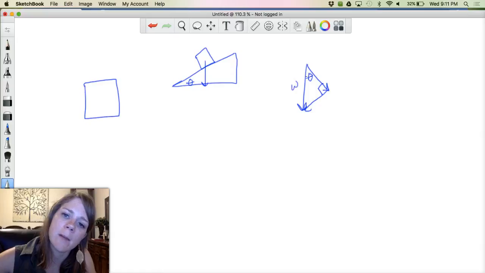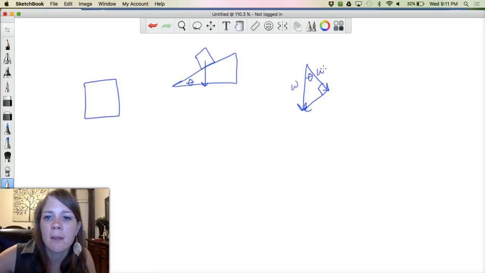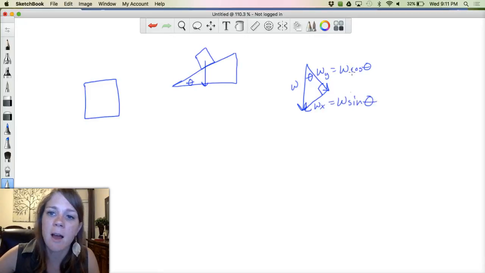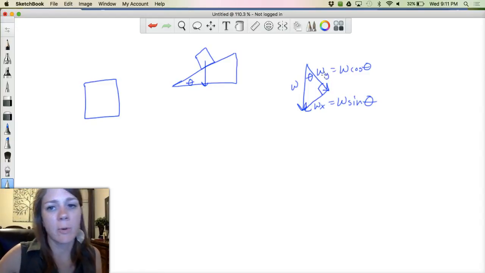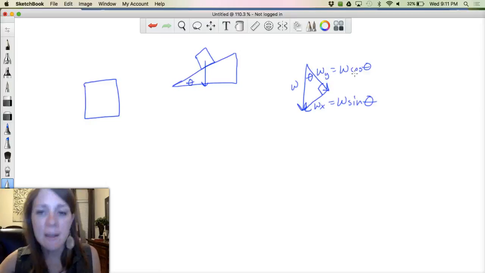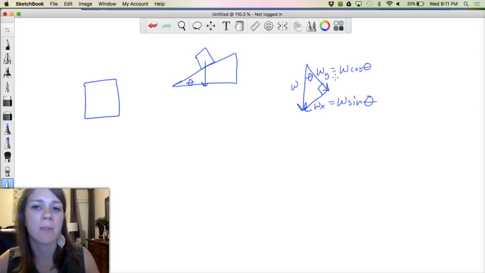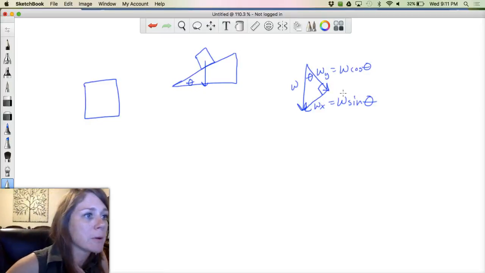If this is our weight force, then the y component of the weight force is going to be equal to W times cosine of theta, and the x component of the weight force is going to be equal to W times sine of theta. This is opposite of what the y usually is. In all our other problems, the y component has been sine of theta and the x component cosine of theta, but this you need to remember.